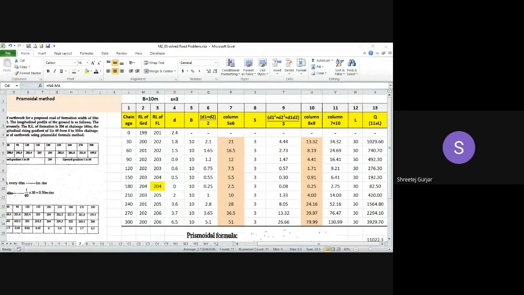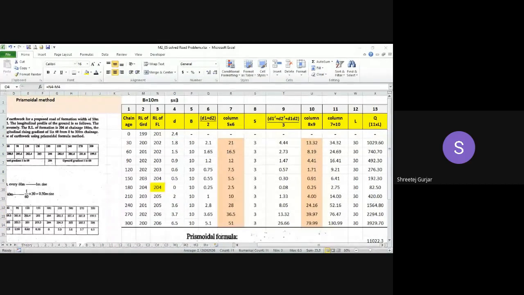So is this calculation clear, guys? Is this numerical clear? I hope it is clear. If you have any doubt, please feel free to ask. Chetan Khot, is it clear? Are you there? No reply. Arpita, are you there? Is it clear?